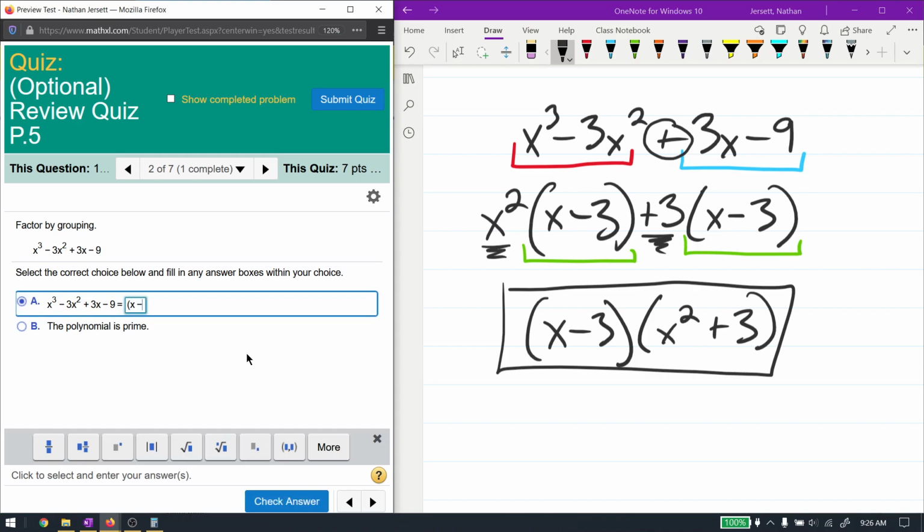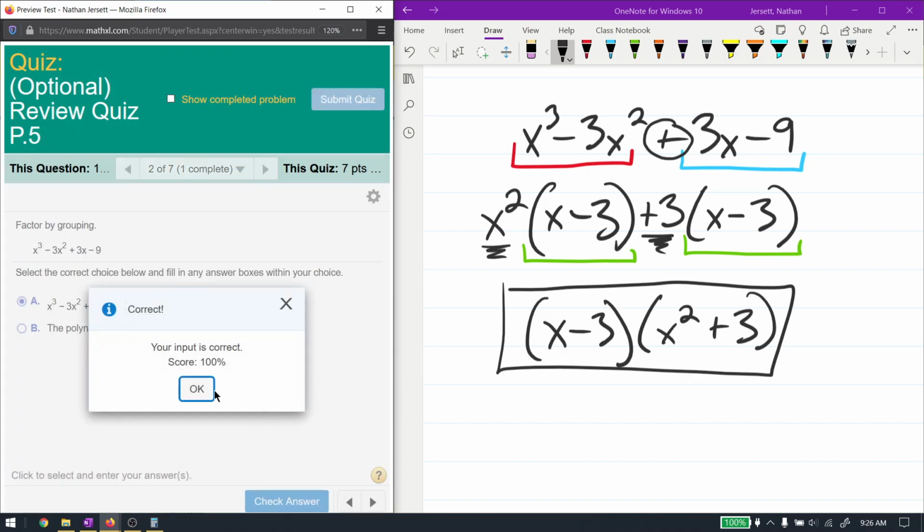So we have (x - 3)(x squared + 3). And that's good to go.